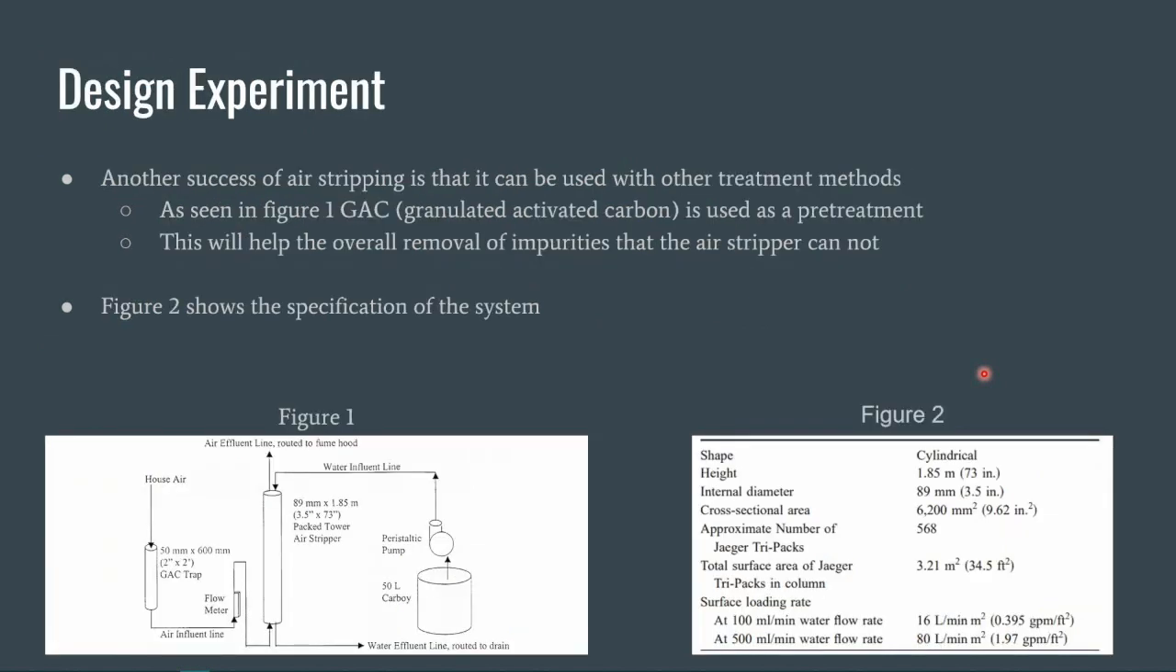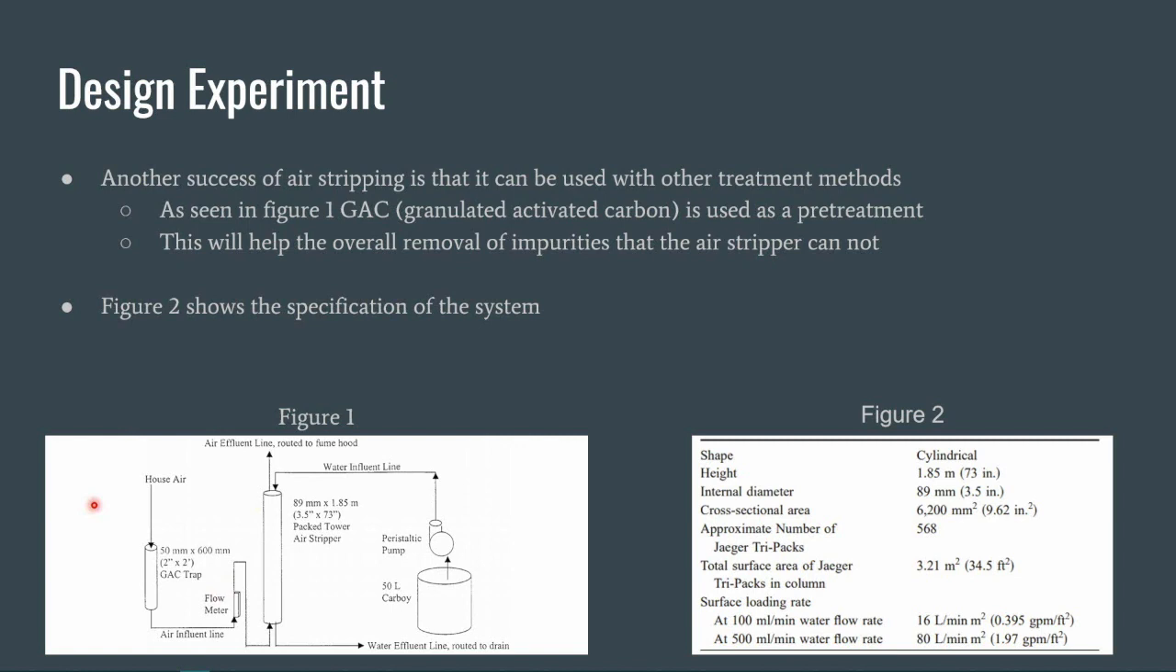Now for the design experiment. Another success of air stripping is that it can be used with other treatment methods, as seen in Figure 1. Here, GAC is used, which is granular activated carbon. It is used as a pre-treatment, and this will help with the overall removal of impurities that the stripper cannot handle.